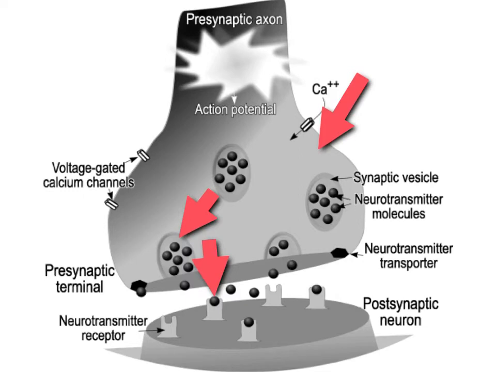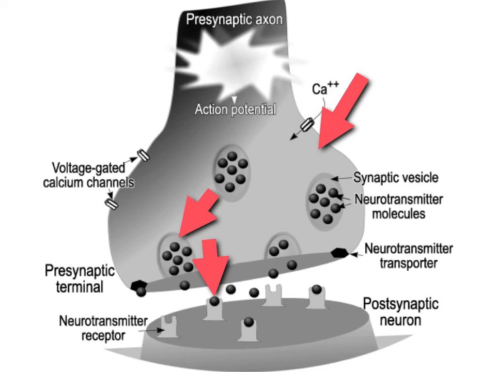When these sites are filled, sodium channels open and permit an inward diffusion of sodium ions. This causes the membrane potential to become less negative and approach the threshold for an action potential. If enough neurotransmitter is released and enough sodium channels are opened, then the membrane potential will reach threshold, an action potential occurs, and spreads along the membrane of the postsynaptic neuron.